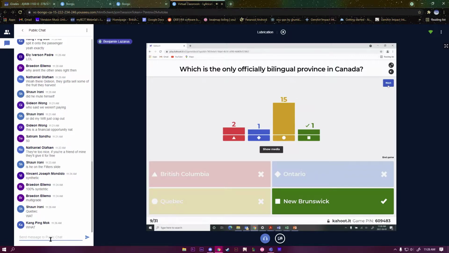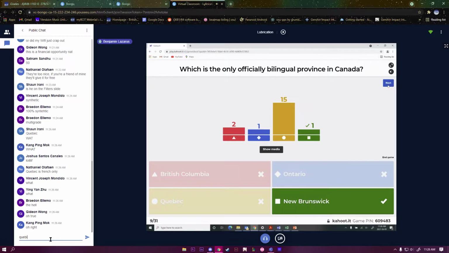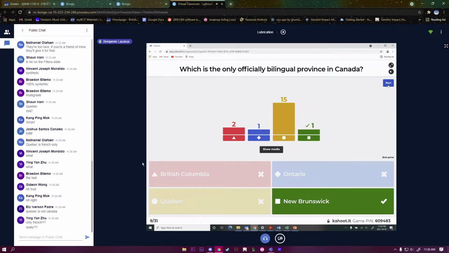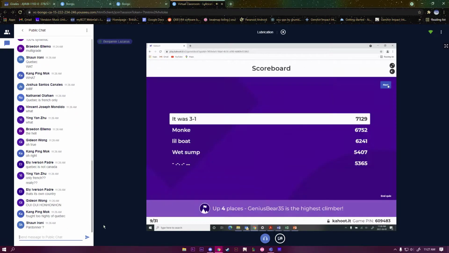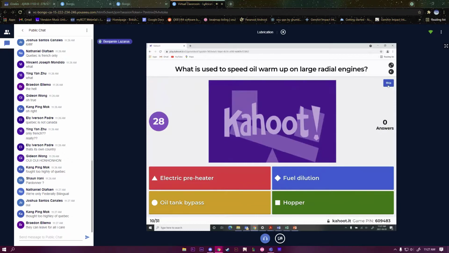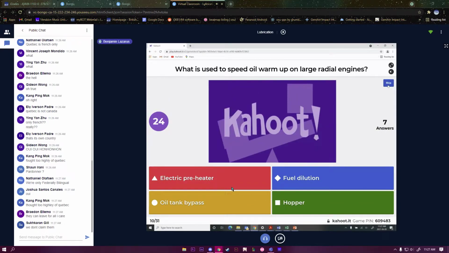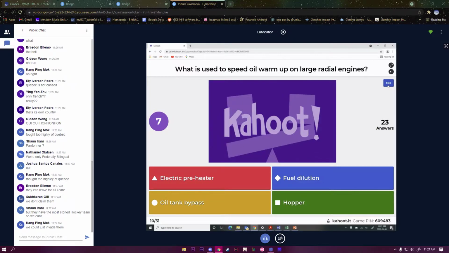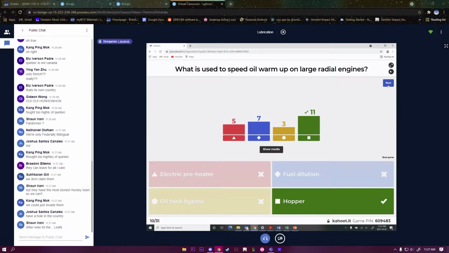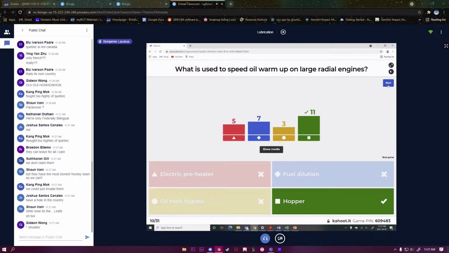Quebec. Quebec is not bilingual. Quebec is French. That's why they keep wanting to leave. Yeah, Quebec doesn't even want to be part of Canada. Yeah. Pardonnez-moi? Yes. If they weren't in the middle, we would have let them leave. Yeah, we'd have a hole between the east and the west. But other than that, I'm pretty sure we would have let them leave.